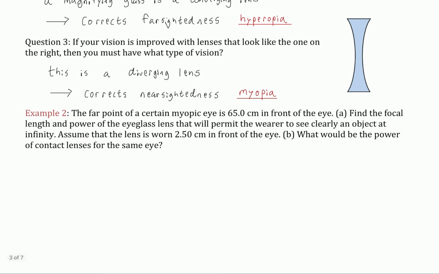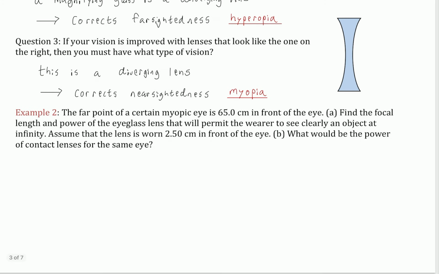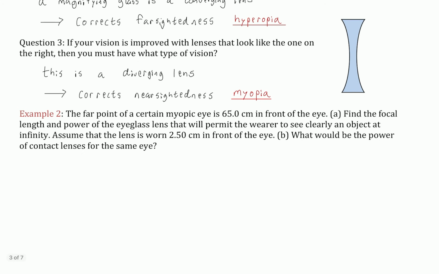All right, let's do another problem with corrective lenses. The far point of a certain myopic eye is 65 centimeters. So this is a person that is nearsighted. They can't see anything past 65 centimeters. So then far away, it's just blurry. That's not very far. Find the focal length and power of the eyeglass lens that will permit the wearer to see clearly an object at infinity, and assume the lens is worn 2.5 centimeters in front of the eye.